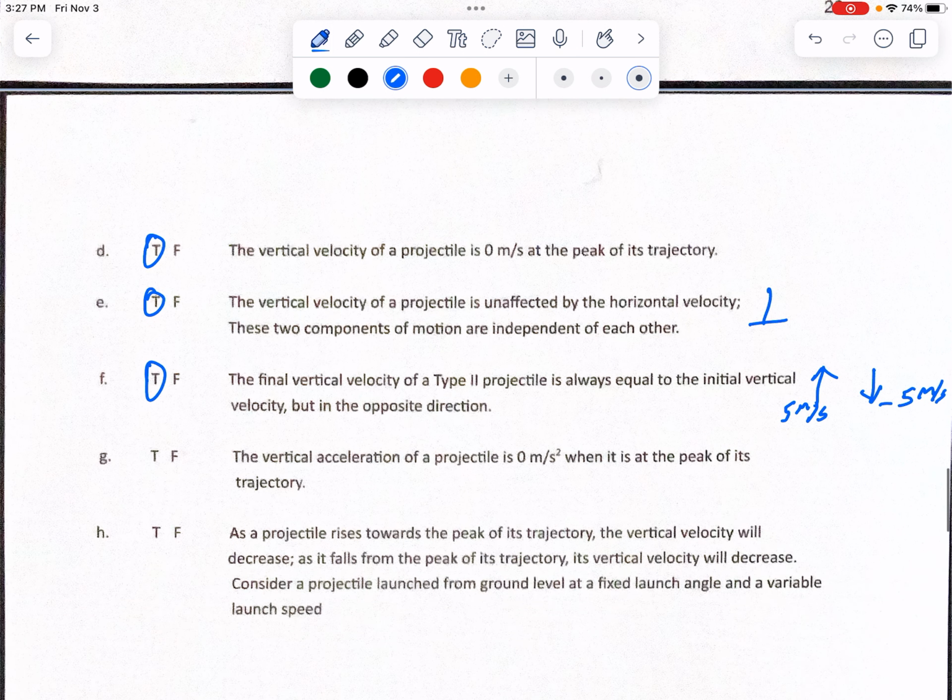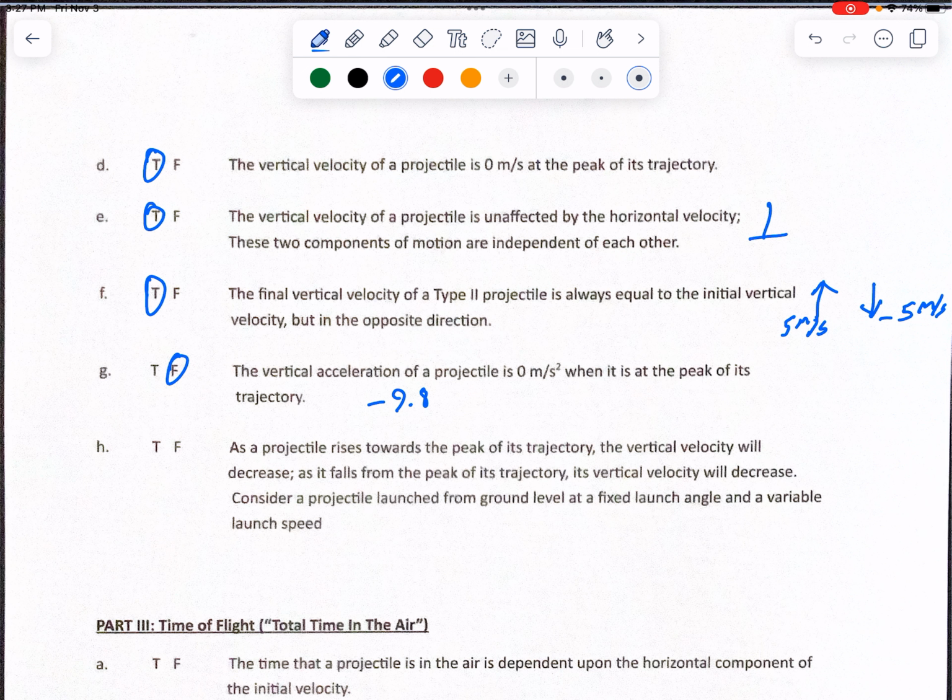G, the vertical acceleration of a projectile is 0 meters per second squared when it's at the peak. Vertical acceleration does not change. It's always negative 9.8. If that goes to 0, that means gravity's gone, and at that point we have much bigger problems to worry about than your physics test. So acceleration is not going to go to 0. Your velocity can go to 0, but acceleration is not going to.